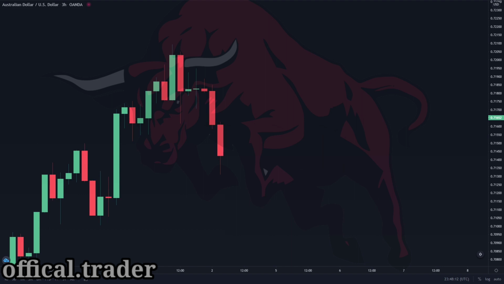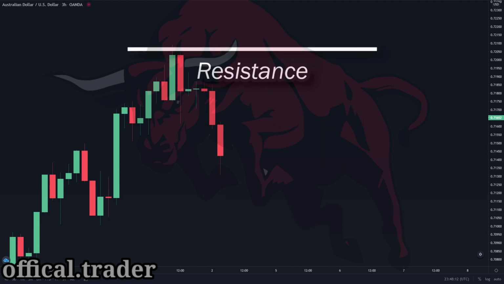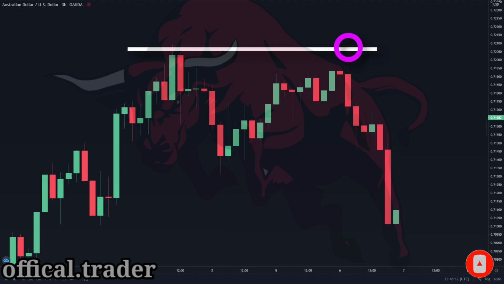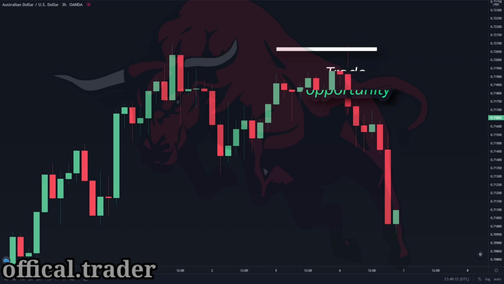In this chart, we can spot that there's an area of resistance here as prices went up to this level and reversed downwards. So the next time price hits this level again, there's a high chance that it's going to reverse downwards again. And so this can be a possible trade opportunity. So that is why support and resistance is very important.